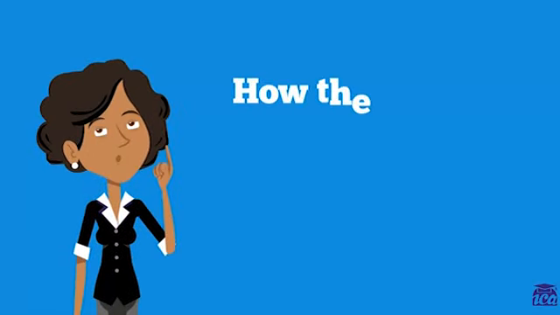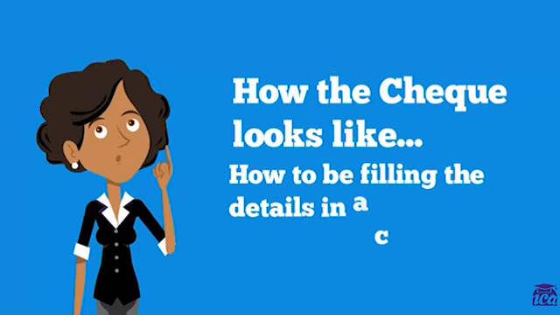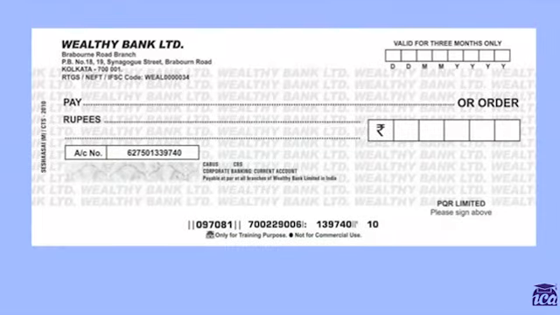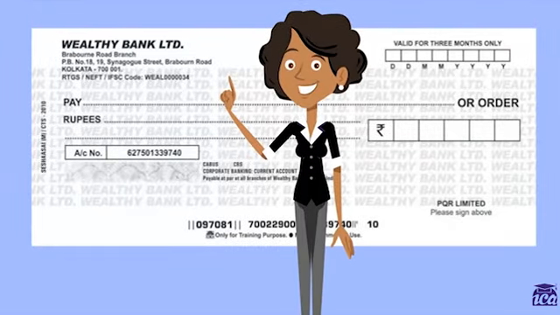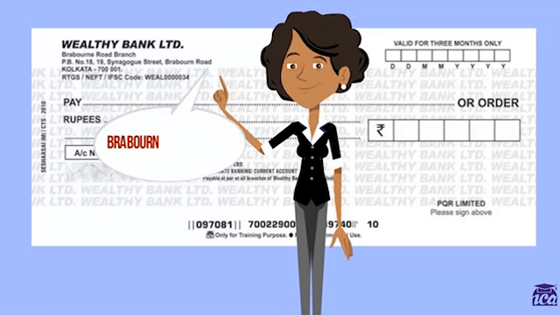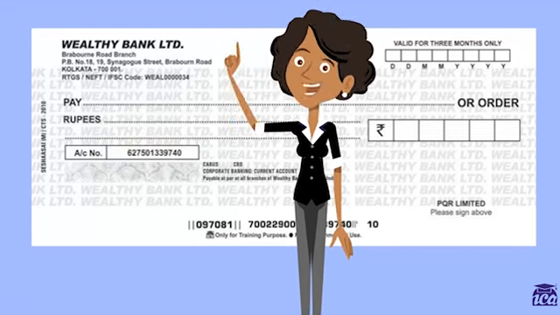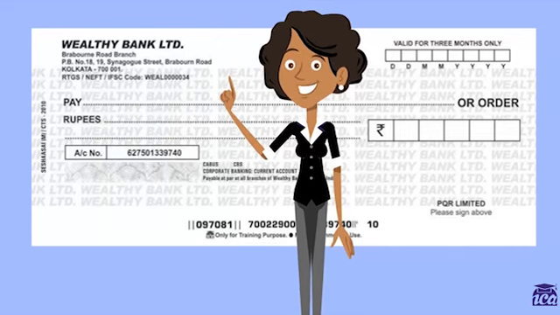We are going to see how a check looks and how we fill in the details in a check. So we've got a check from Wealthy Bank Limited. This is the bank where we have our account. And where do we have our account? Which branch? We have it in the Drummond Road branch, and then we've got the bank branch address and the details of that branch. That's on the left hand side.